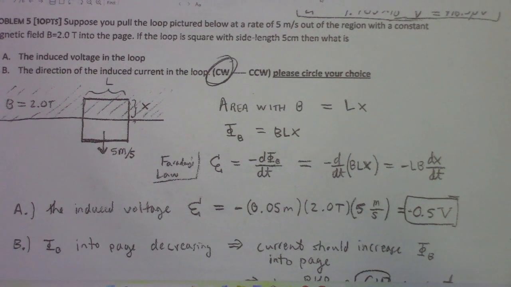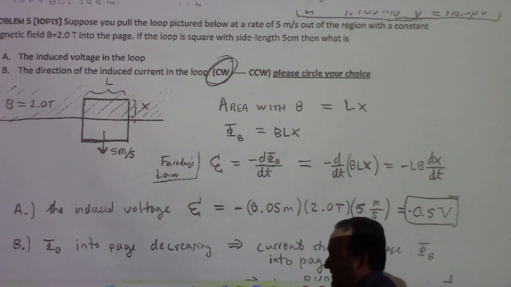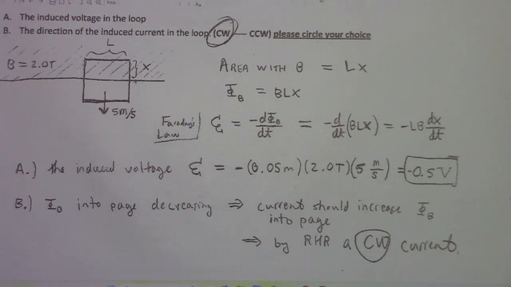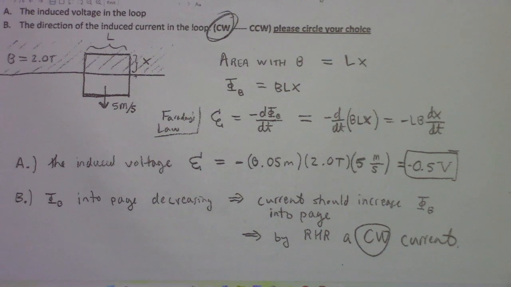The current induced is clockwise. That's the significance of the minus. If we had a plus there, it would indicate a, well, anyway. So phi B into the page decreasing implies the current should increase the magnetic flux into the page, which means a clockwise current from the right-hand rule. All right, so I just talked about that.